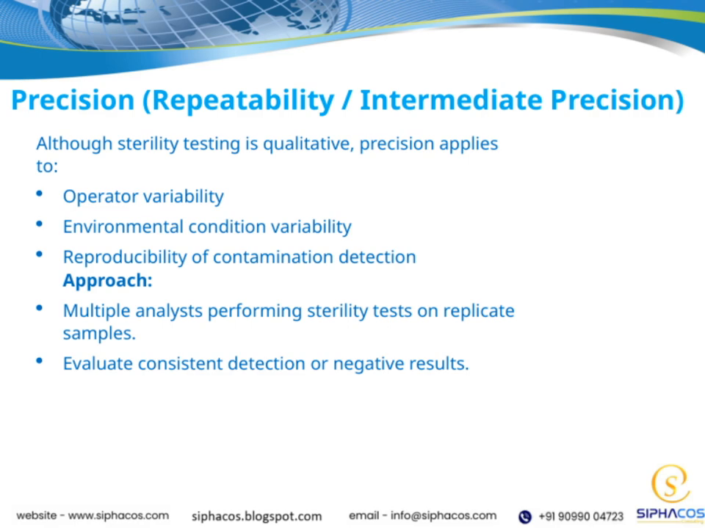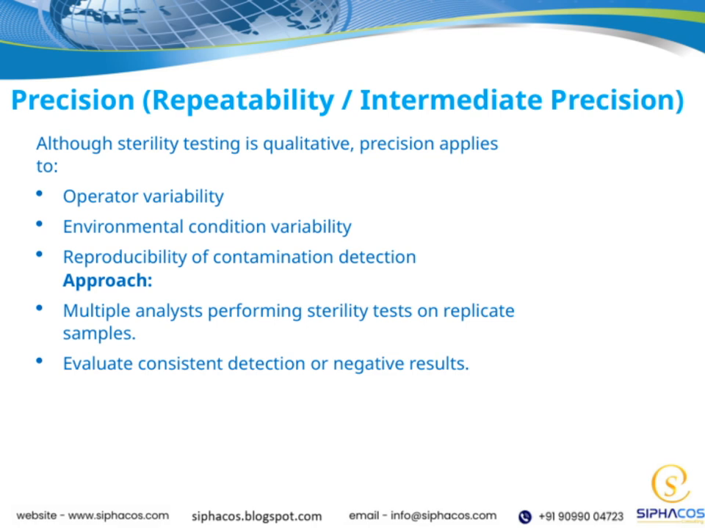Specifically, this includes operator variability, which can differ from person to person, environmental condition variability, such as changes in temperature or humidity, and the reproducibility of contamination detection, meaning how reliably we can detect contamination across different tests. The approach we use to evaluate this precision involves having multiple analysts perform sterility tests on replicate samples. By doing this, we can observe whether the results are consistently positive or negative across different operators and tests. This helps us determine the reliability of our testing process.